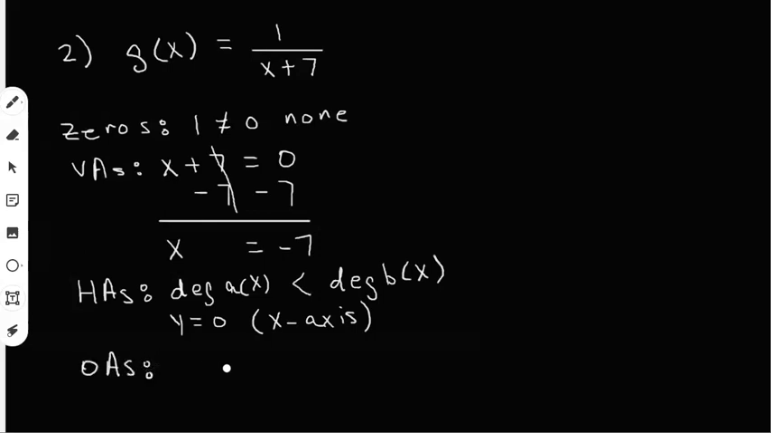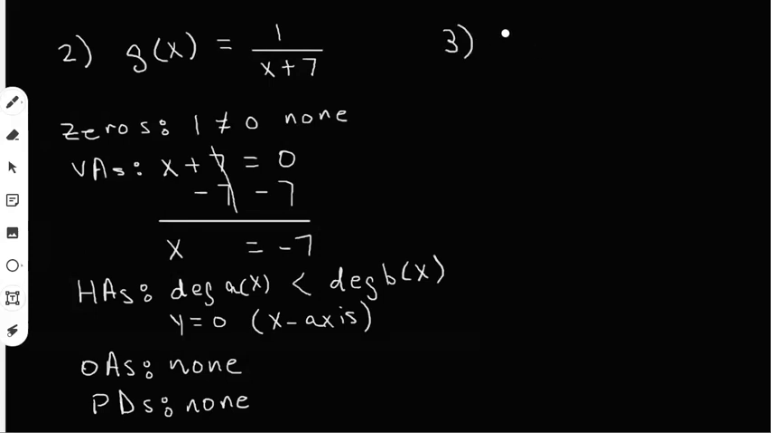Okay, oblique asymptotes. Are there any? No, none. Also, point discontinuities. There are none. There are no canceled out factors, so I don't have to worry about those two. Okay, that is number 2. All right, let's do number 3.